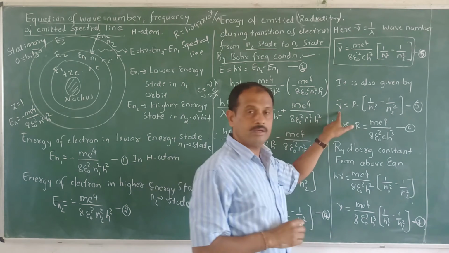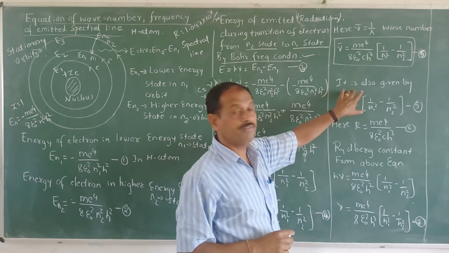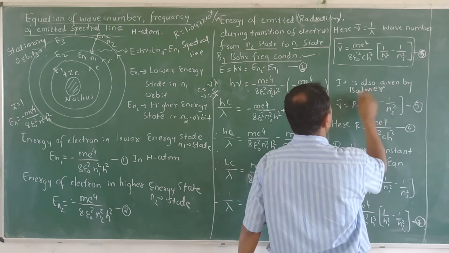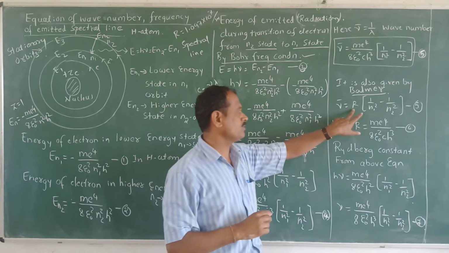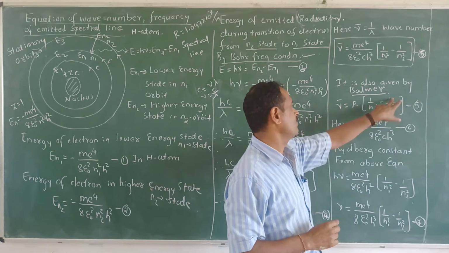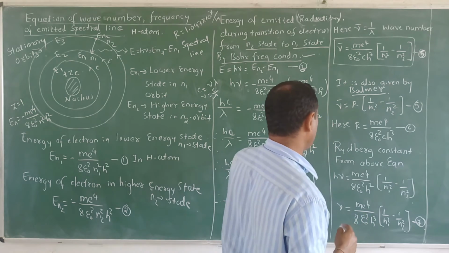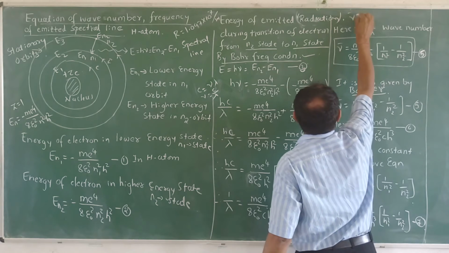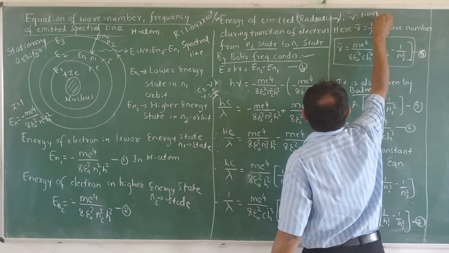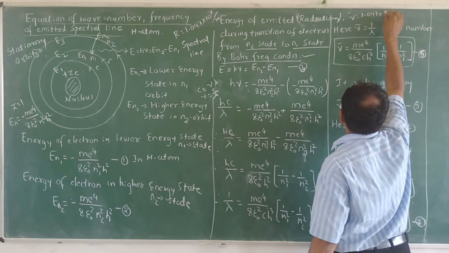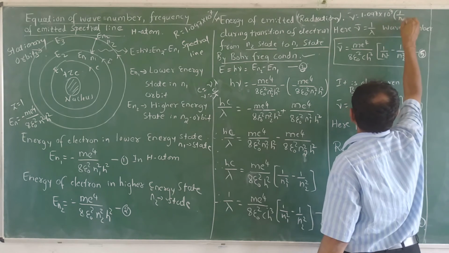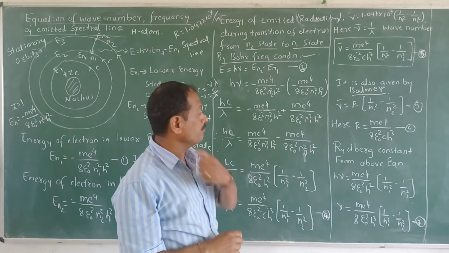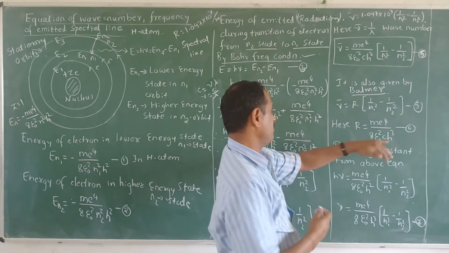It is also given by the empirical formula by Bohr. By the Bohr empirical formula, nu bar is equal to R into bracket 1 upon n1 square minus 1 by n2 square. That usual value you have to write here: nu bar is equal to 1.097 into 10 to the power of 7 into 1 upon n1 square minus 1 upon n2 square. This is the empirical formula of Bohr, said to be the Bohr empirical formula.